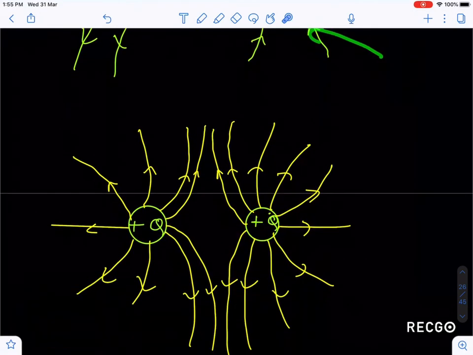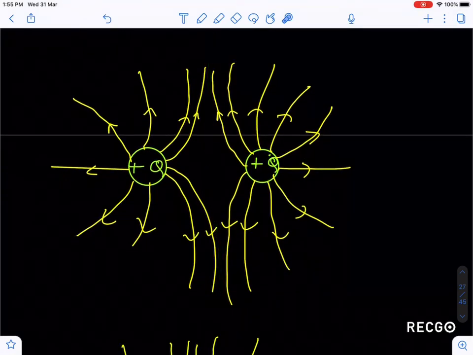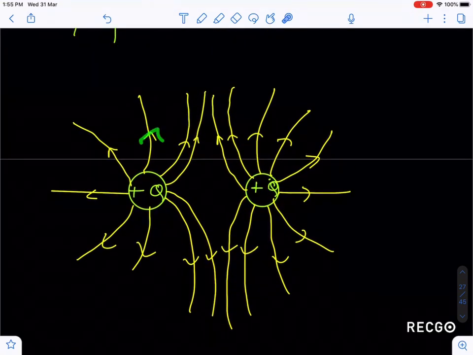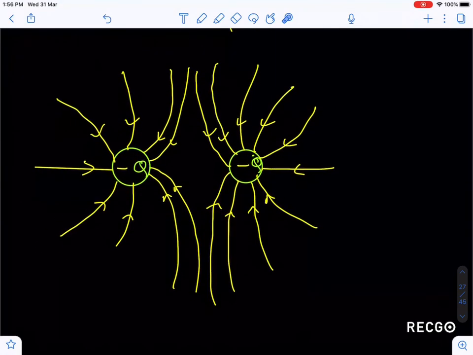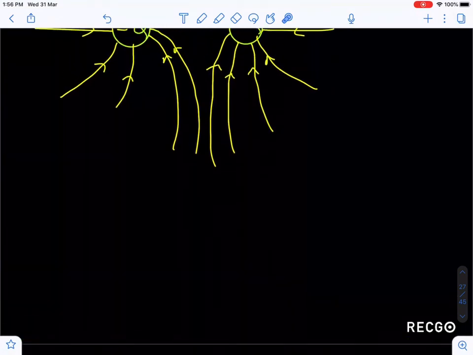Now for two positive charges I have shown the field lines. Since they cannot intersect each other, there is a separation you are seeing here. These are the field lines for two positive charges, and similarly for two negative charges, the difference is only that field lines are outgoing here and incoming here. So this is the difference between the electric fields of positive and negative charges. You have to keep these things in mind, guys.